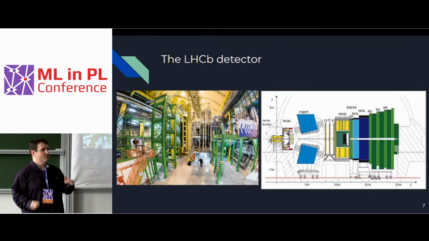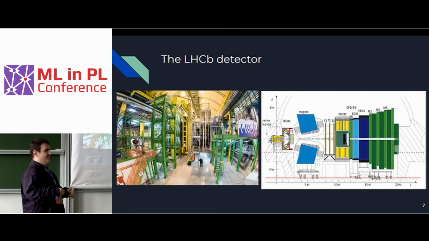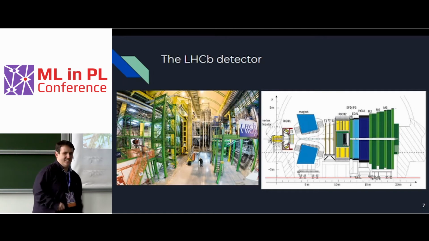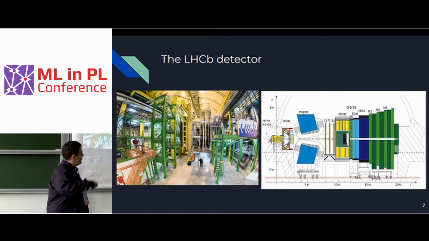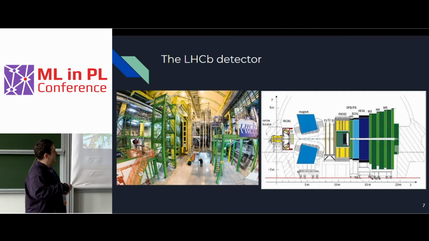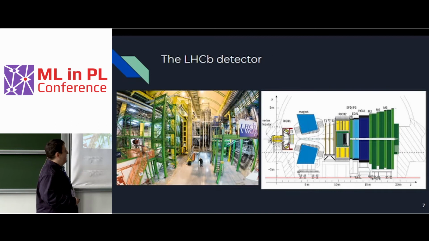Let me show you another image of this experiment. This is a real photo of the LHCb cavern, and as you see, you can see almost nothing except the metal construction that keeps everything together. That's why I decided to put a schematic view of this detector. The detector contains multiple stages, multiple subdetectors, and each of them is responsible for different things.